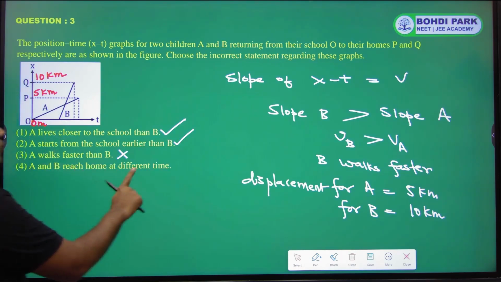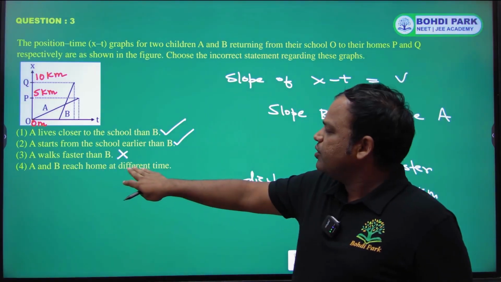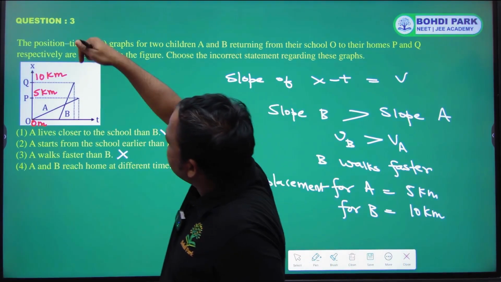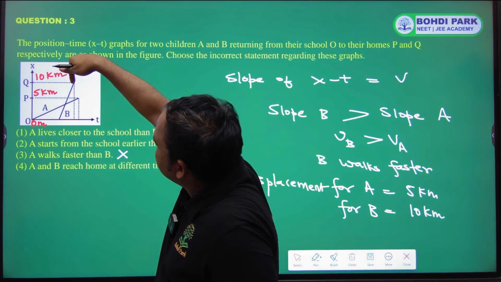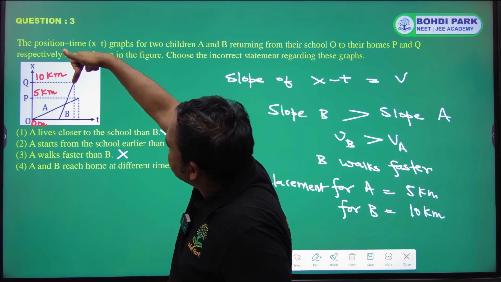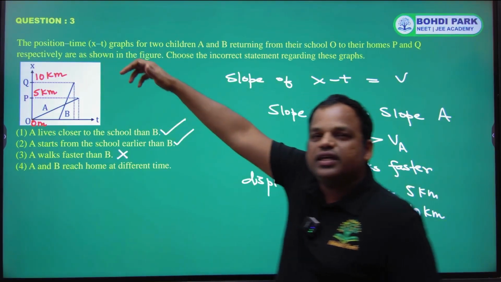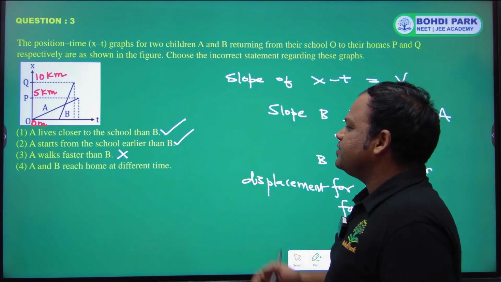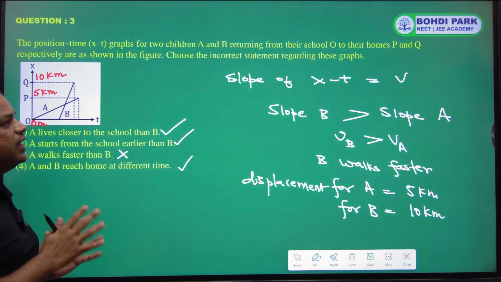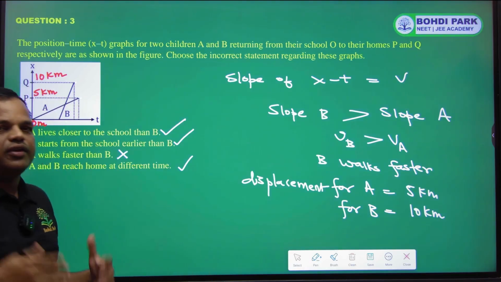Are they reaching home at the same time or at different times? Clearly the graph is finishing for B earlier than for A. For B, the graph is finishing here. For A, the graph is finishing here. So their journeys finish at different instants. So the fourth option is also true. We have to select the incorrect one, so that is option number 3. Now next question.